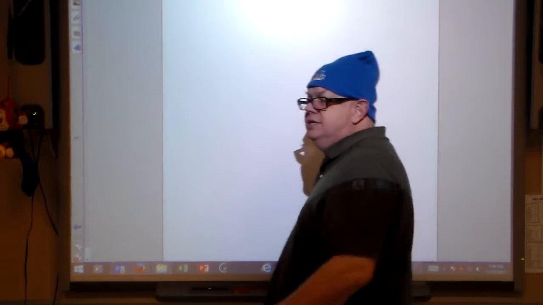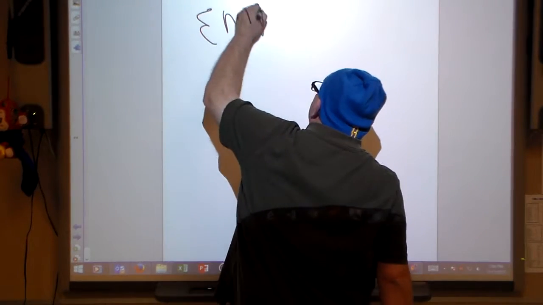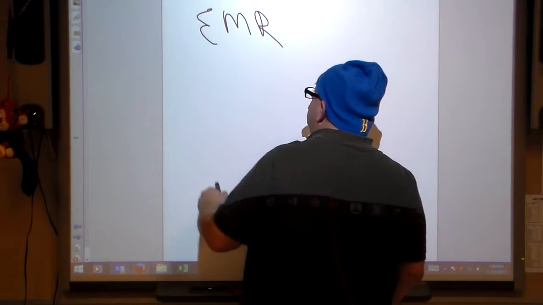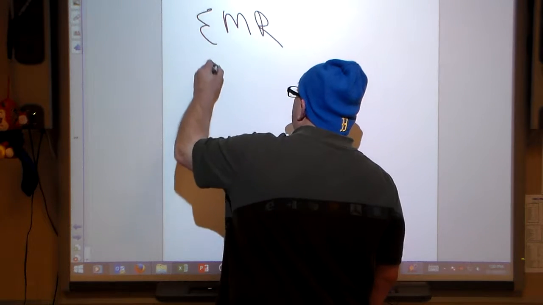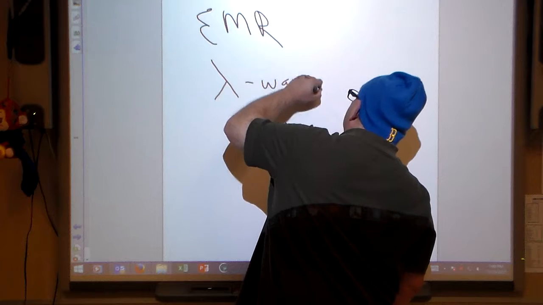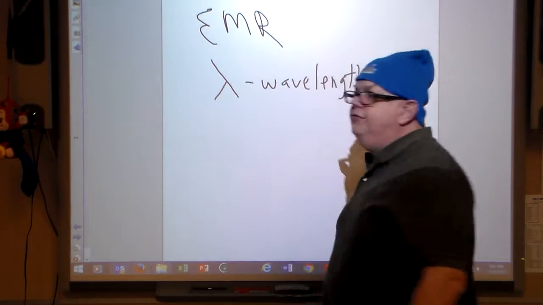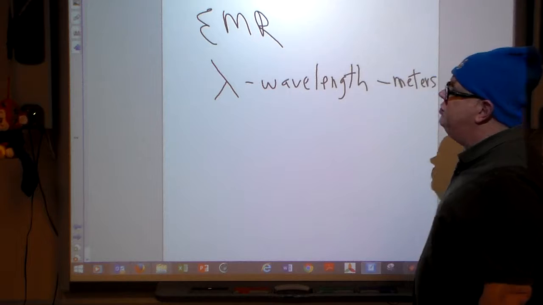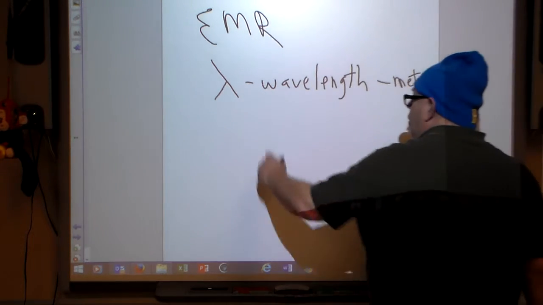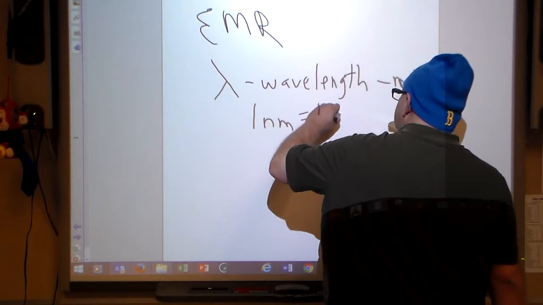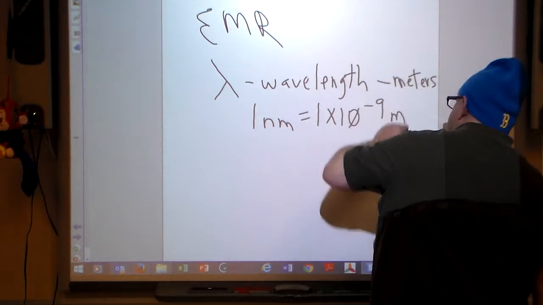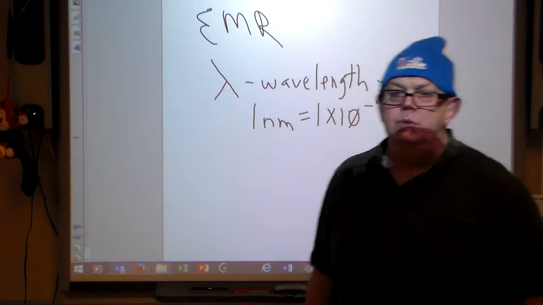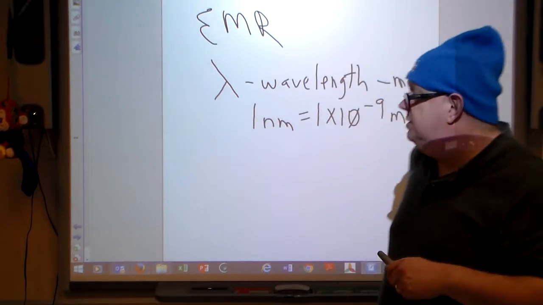Okay, so in the idea we are looking at EMR, electromagnetic radiation. In other words, we're looking at energy. Now, the thing about energy is that we have something called wavelength. With wavelength, that is typically in meters, but they can also be in nanometers, where 1 nanometer is equal to 1 times 10 to the minus 9th meters. Now, some people would say, Mr. Canu, do we have to remember this? No, you don't. I would give you those conversions if you need them.